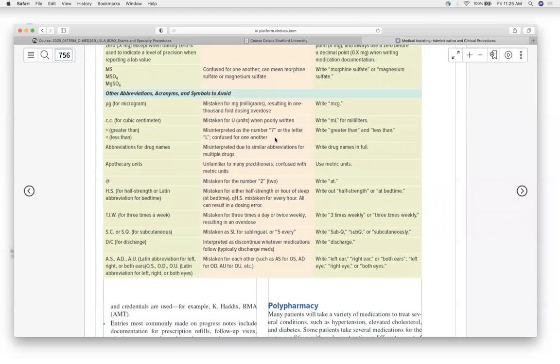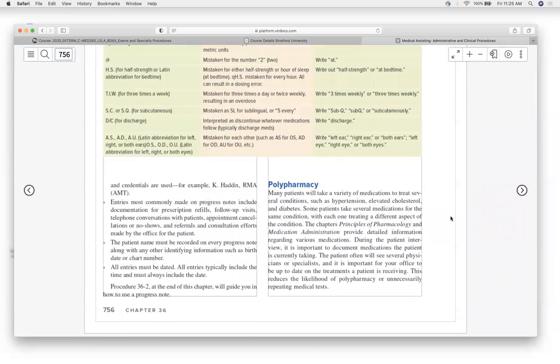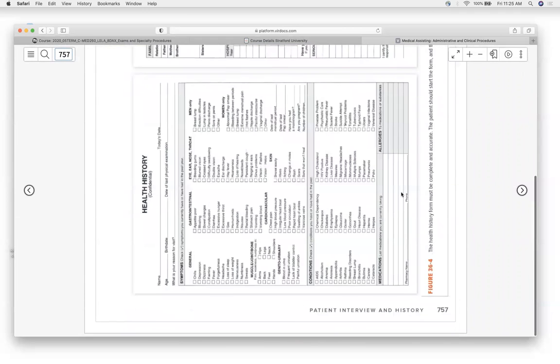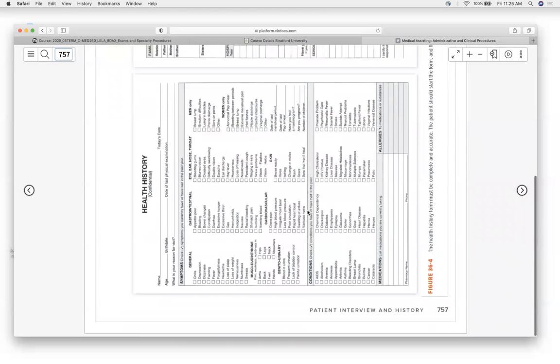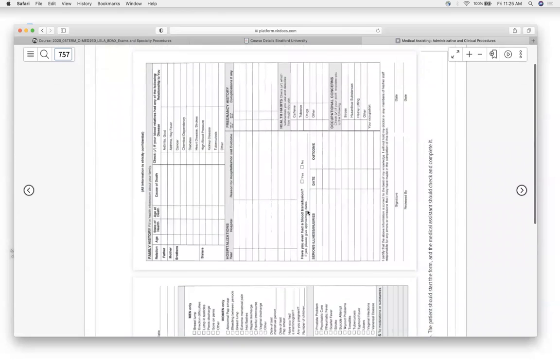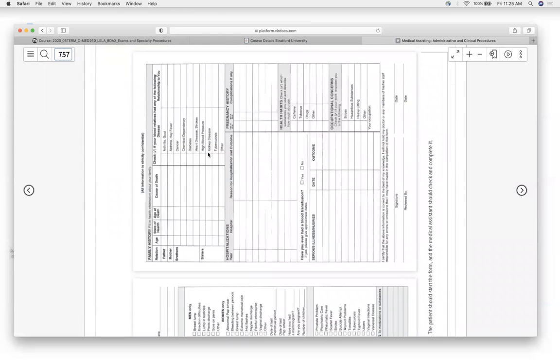Know these other abbreviations. Nice to know. The other one's better. Polypharmacy, write down all medications. And have your patient have a list. Here's a nice, beautiful example of ROS. It's on page 757, and a nice history. And remember, if it doesn't pertain to your patient, you have to write something down to acknowledge that.